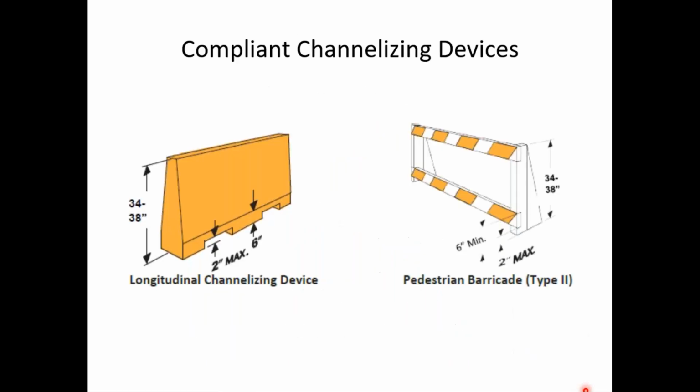Here are some other compliant channelizing devices. Notice here on the right, a type 2 pedestrian barricade. Again, notice no more than 2 inches from the ground to that bottom rail on the barricade. And then here you see on the left side, these would typically be plastic, the longitudinal channelizing devices. And again, the 2-inch maximum between the ground and the bottom of the device.